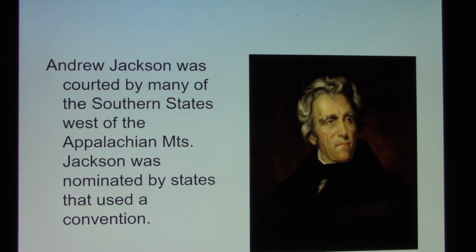So now we have four candidates: Crawford, a Democrat Republican chosen by a caucus; Clay, a Democrat Republican chosen by a caucus; John Quincy Adams, a Federalist, but remember the Federalists are not a national party, just a regional party; and Andrew Jackson, a Democrat Republican chosen by a convention.